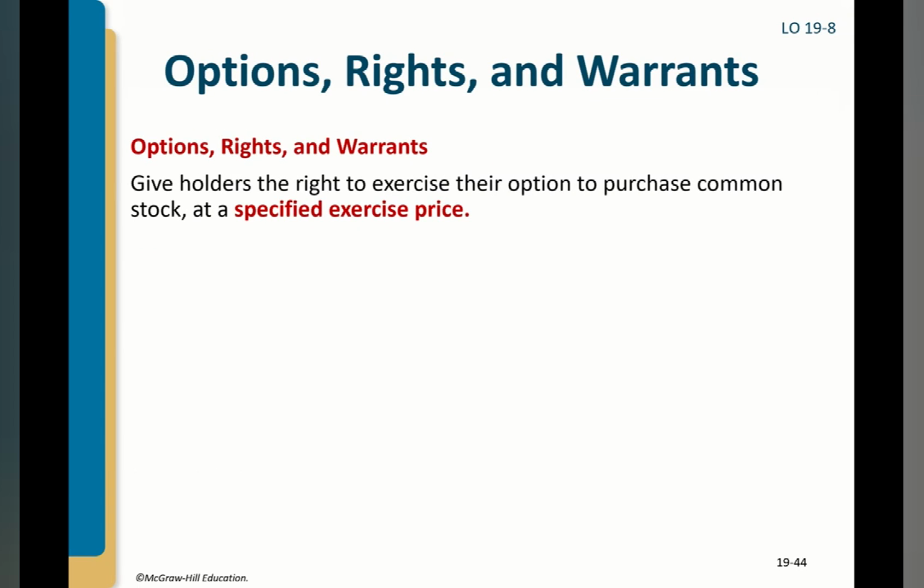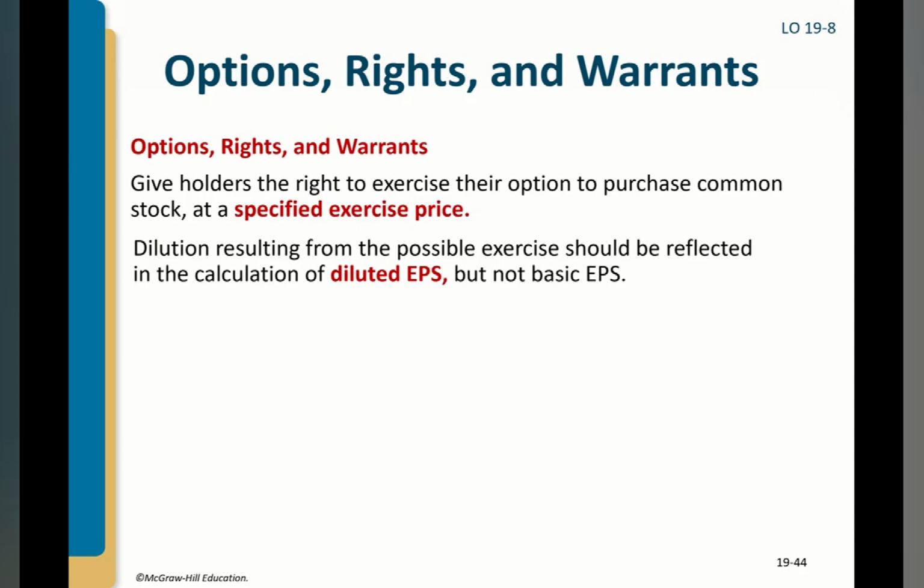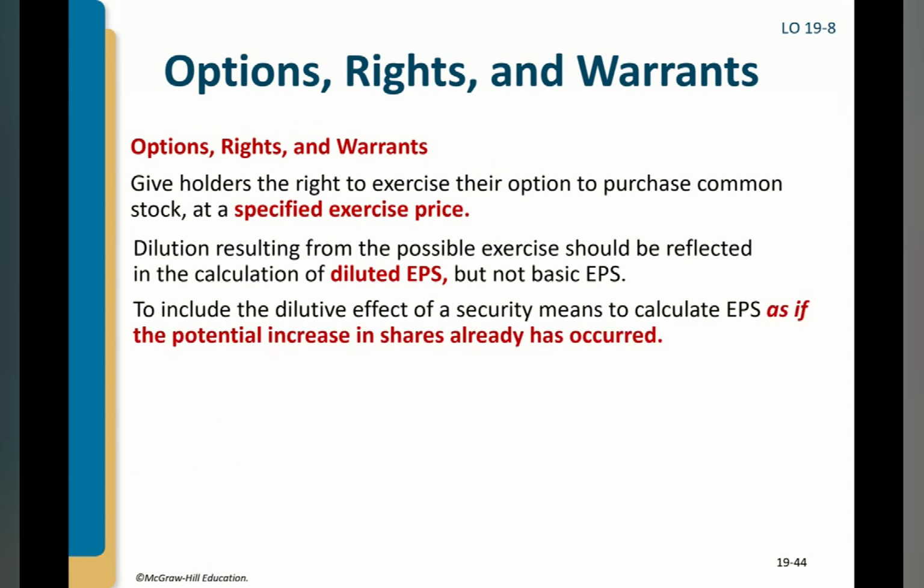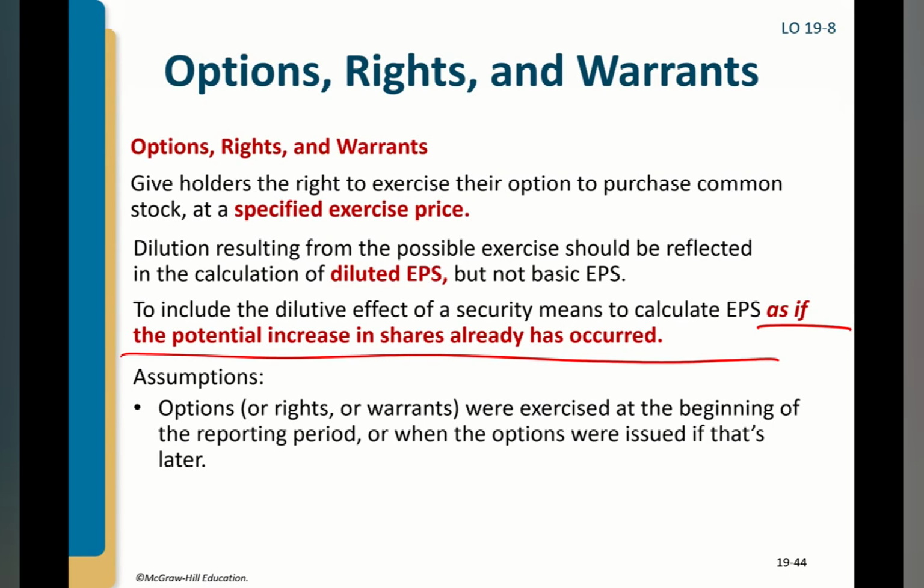Option rights and warrants give holders the right to exercise their option to purchase common stock at a specified exercise price. Dilution resulting from the possible exercise should be reflected in the calculation of diluted EPS, but not basic EPS. To include the dilutive effect of a security means to calculate EPS as if the potential increase in shares has already occurred. Two assumptions. First assumption is options were exercised at the beginning of the reporting period or when the options were issued if that's later.